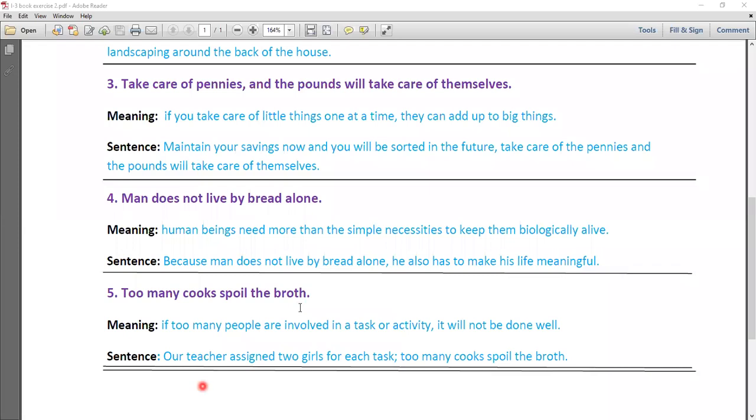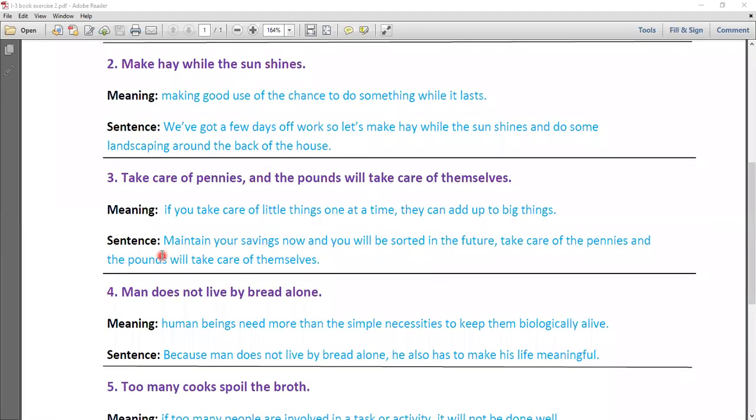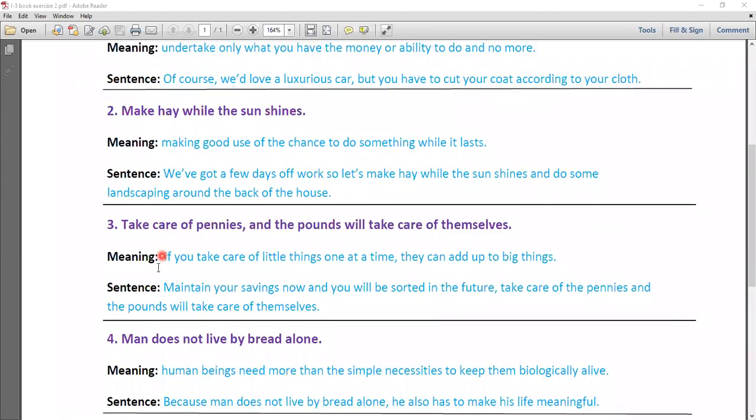Here the sentence related to it is: Our teacher assigned 2 girls for each task. Too many cooks spoil the broth. और वहां क्या हो गया, एक टास्क के लिए मैम ने 2 गर्ल्स को असाइन किया था जिसमें भी उन्होंने सब कुछ खराब कर दिया. Okay, so these are our proverbs related to our book exercise. You have to do them in your notebook and please make sure you all learn all these and practice them all.